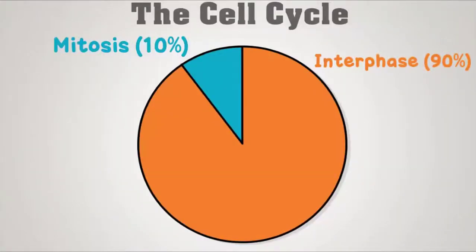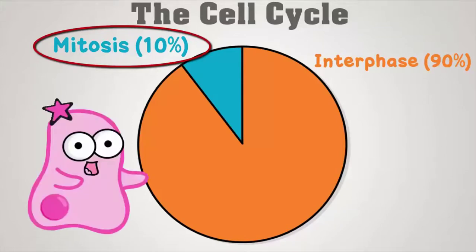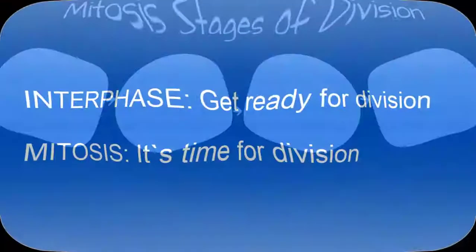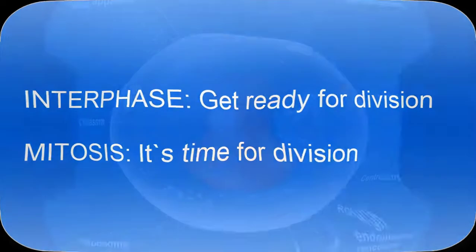Mitosis is a very short amount of time, but mitosis is a critical process because this is where it is going to divide and make more cells. Remember, in interphase, cells get ready. In mitosis, it will divide into two.